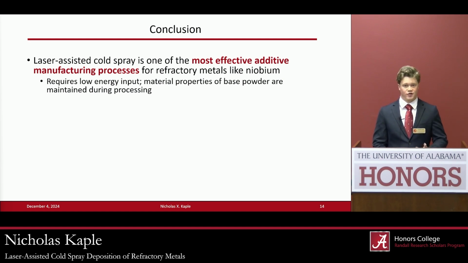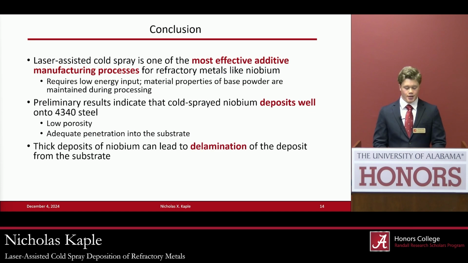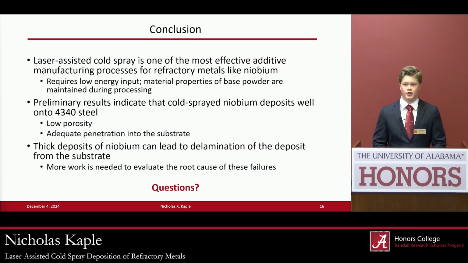And the material properties of our base powder are going to be largely maintained during processing. Initial results indicate that cold sprayed niobium deposits fairly well onto 4340 steel. We have low porosity and relatively good penetration into the substrate. In addition, thick deposits of niobium can lead to delamination of the deposit from the substrate. So we have to perform some more work to figure out what's causing these issues. These are my references. Are there any questions?